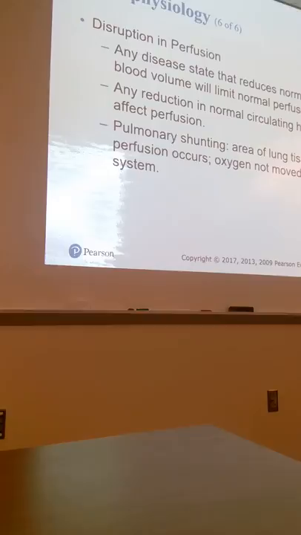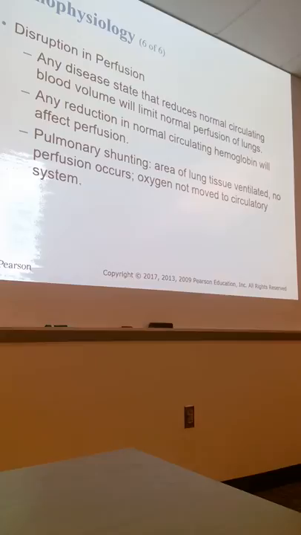The other area you can get pulmonary shunting is with a pulmonary embolus, where a clot knocks off the circulation to a part of the lung, but the breathing mechanism is still delivering oxygen to that unperfused section of lung. So no oxygen exchange is happening at that level either.